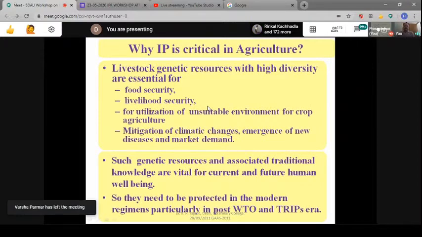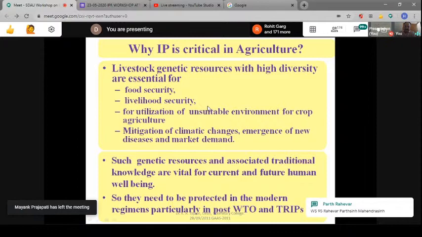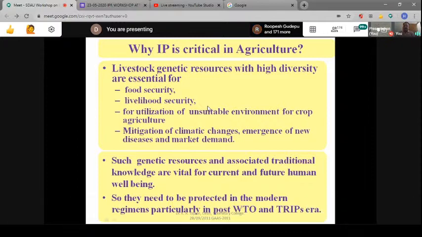That's why protecting intellectual property, protecting the new innovations and new ideas emerging from the agriculture and livestock sectors is very critical. Say, for example, you have developed some new seeds, new breeds or new strains, or some methodology to detect diseases of plants or animals, but that needs to be protected.